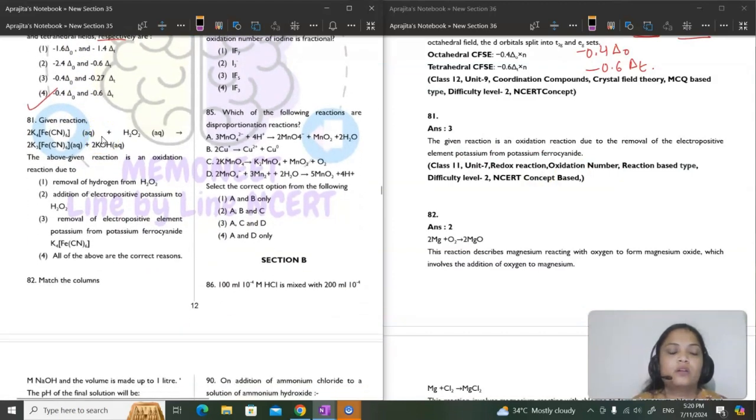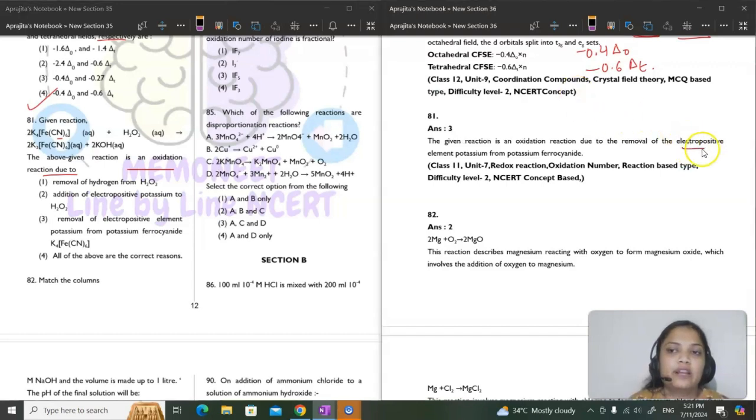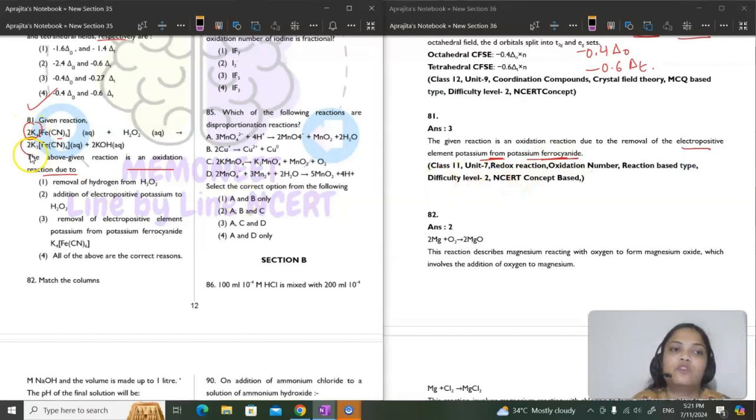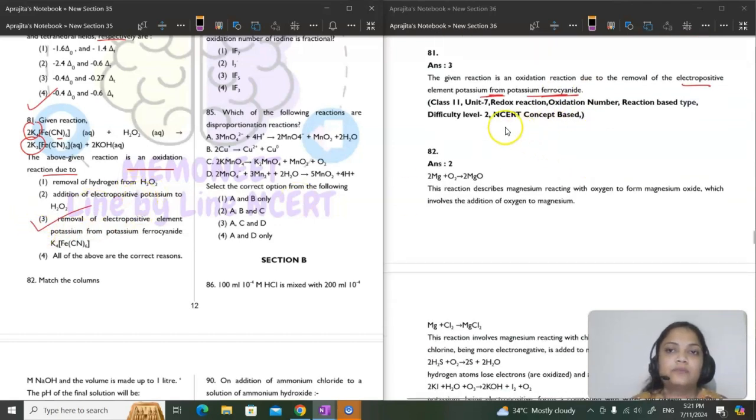Next, question number 81 is given. So there is a compound given. The above reaction is an oxidation reaction. Why? Now we have potassium ferrocyanide and potassium ferricyanide. So basically the given reaction is an oxidation reaction because of the removal of the electropositive element potassium from potassium ferrocyanide. Okay, so you can see that there is a removal of potassium from potassium ferrocyanide, and it is an electropositive element. So whenever there is a removal of an electropositive element, we call it an oxidation reaction.